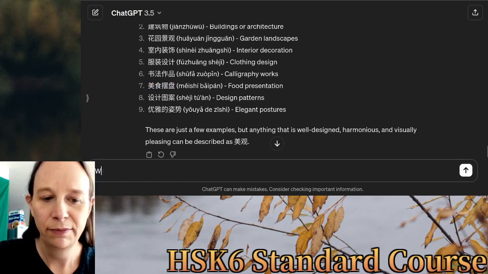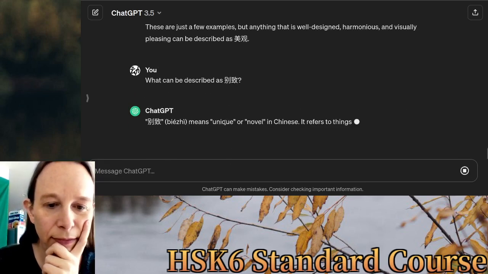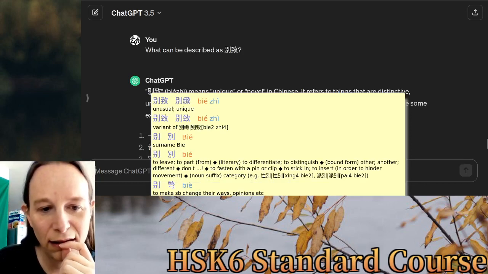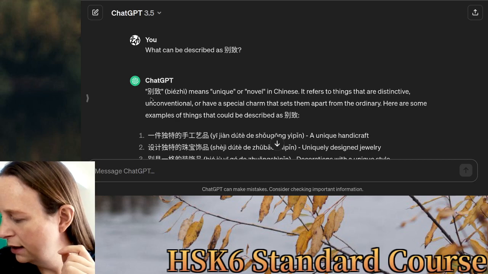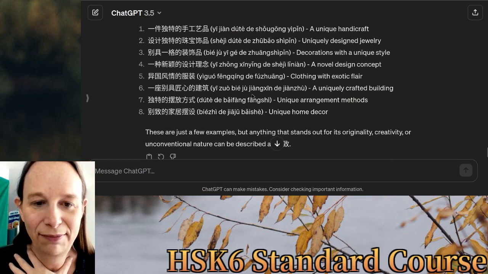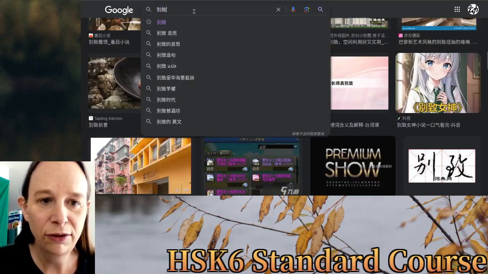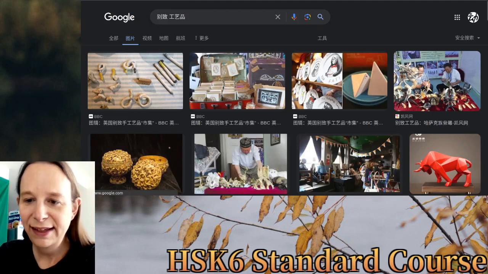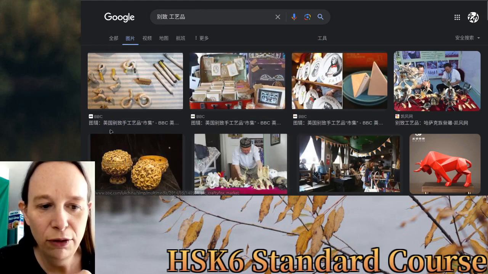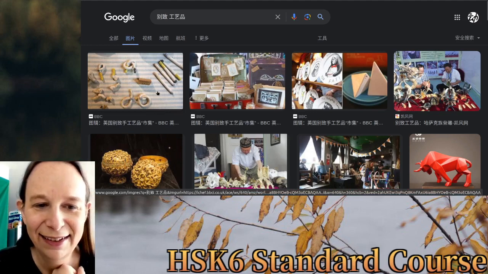Okay, what things can be described as bieji? Unique. Oh. Okay, it was not what I was expecting. Unique or novel. I didn't get the unique novel. Okay, 工艺品. So let's look at 别具. 工艺品. So these are unique pieces. 别具. 英国别具. 手工艺品. They don't look all that fancy.